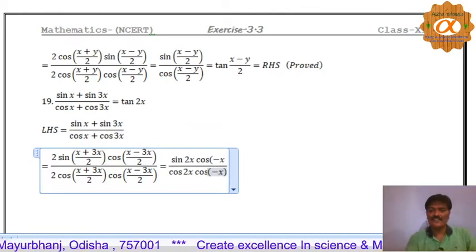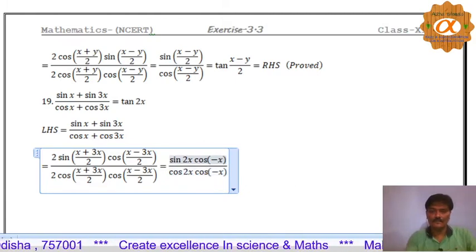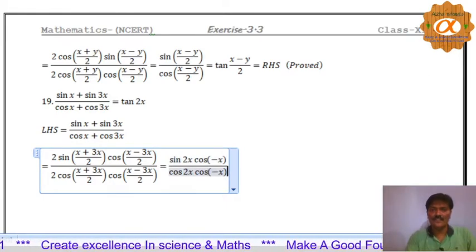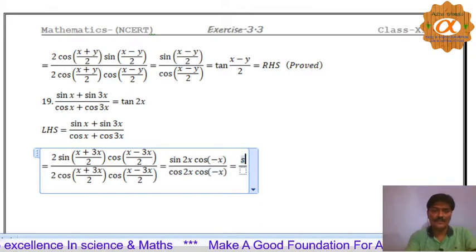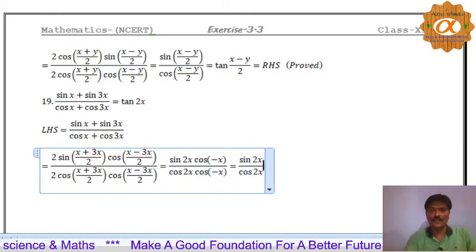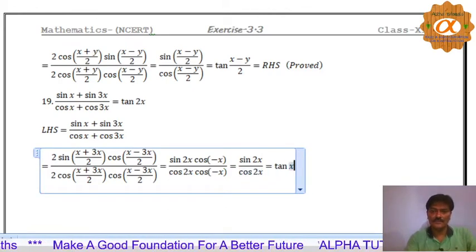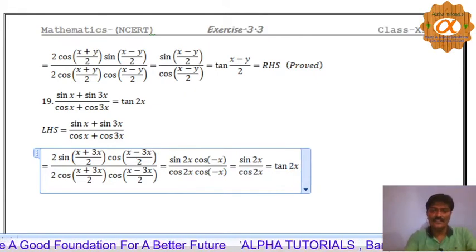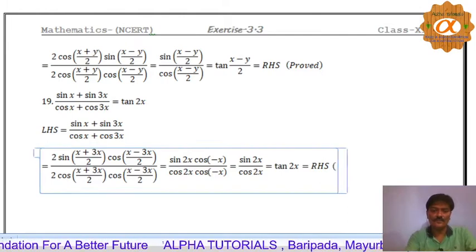Now cos minus x cancels out, and we get sin 2x by cos 2x. And that we know is tan 2x. That is our RHS, and it is proved.